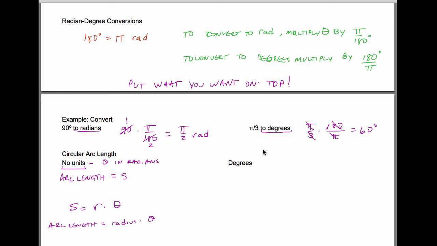In degrees, it's going to start out the same thing. S is equal to radius times theta, but because it's in degrees, we have to multiply by our conversion factor. So this is going to be times pi over 180. Basically, to convert the angle from degrees to radians, I have to multiply by pi over 180. So we just combine it all into one.